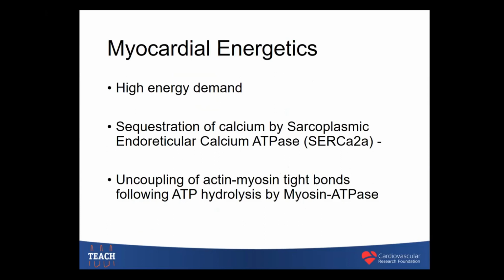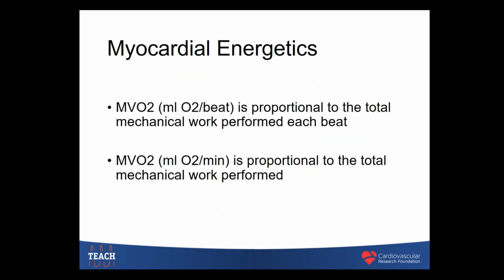And so let's talk a little about myocardial energetics. The heart has a very high energy demand. The two main processes that are energy dependent are the sequestration of calcium by the sarcoplasmic reticulum and the uncoupling of actin myosin type bonds, essentially during active relaxation. And myocardial oxygen consumption is basically proportional to the amount of work that the heart does with each beat.